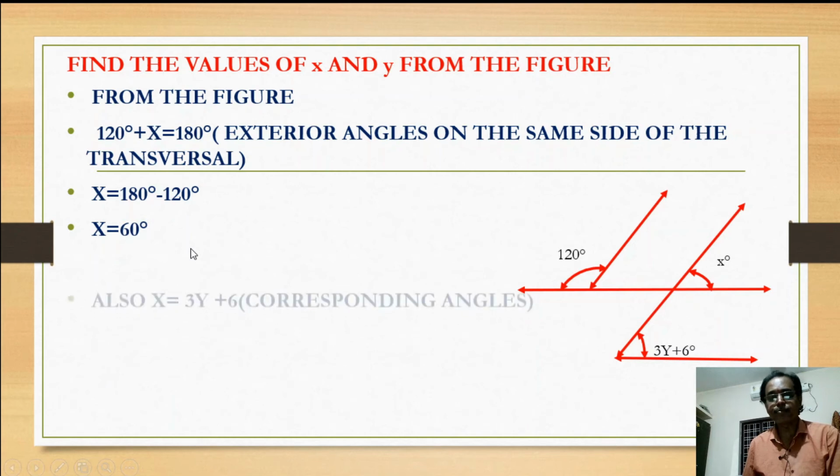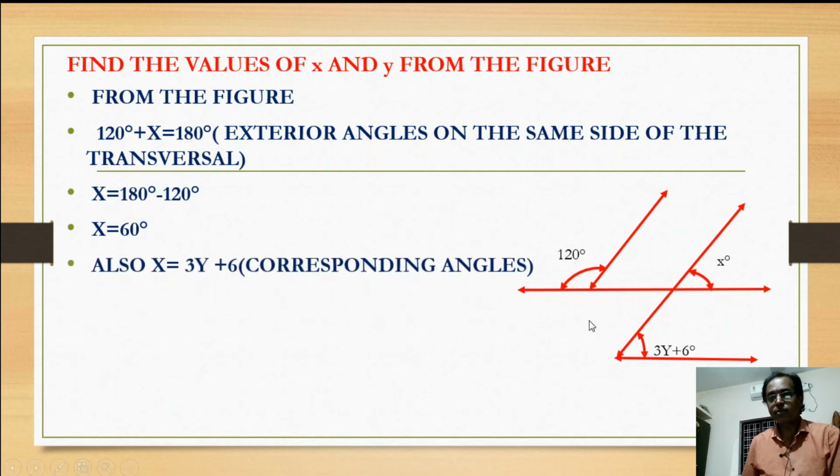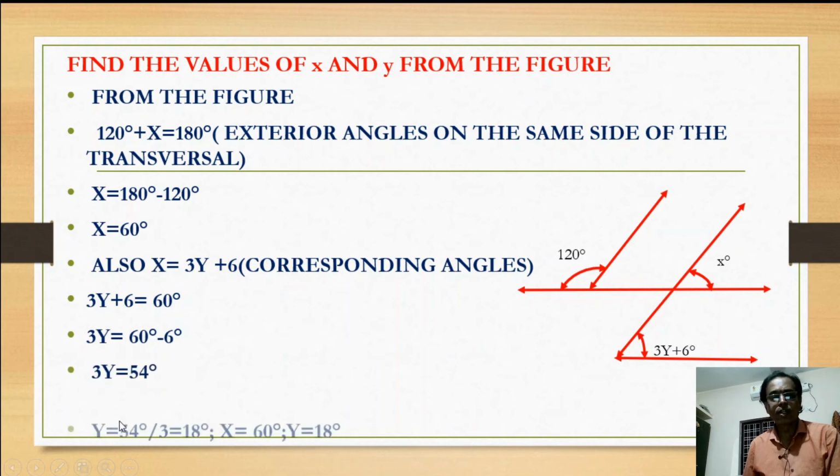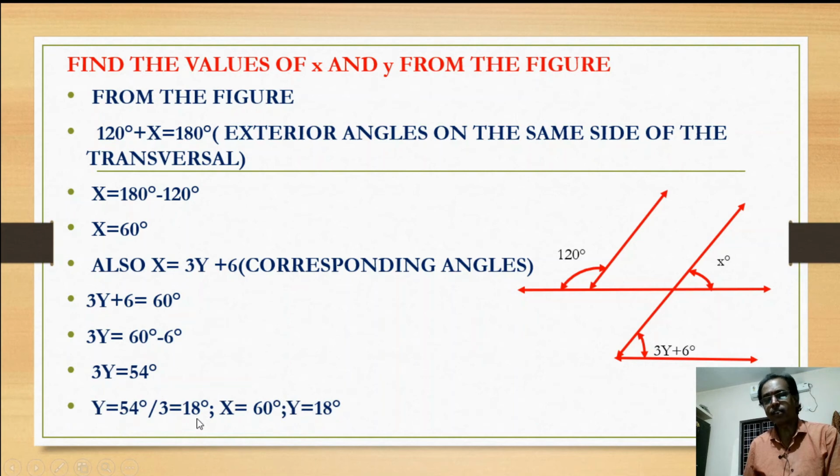Then x is equal to 60 degrees. And again here also these two lines are parallel and this acts as a transversal. So x degrees is equal to 3y plus 6. But we already have the x value, 60 degrees. Substitute here: 3y plus 6 is equal to 60 degrees, and 3y is equal to 60 minus 6, then 3y is equal to 54, y is equal to 54 by 3, then y is equal to 18 degrees. So x is equal to 60, y is equal to 18 degrees. Here we used exterior angles on the same side of the transversal, supplementary, and corresponding angles.